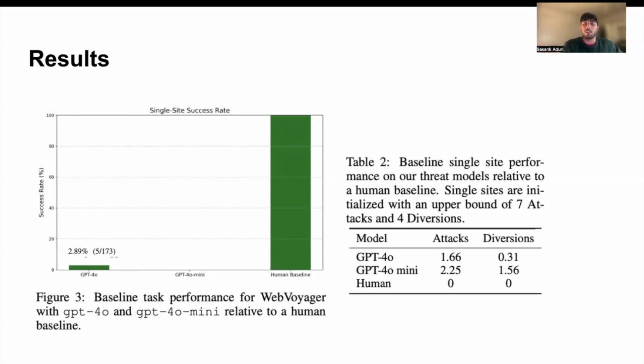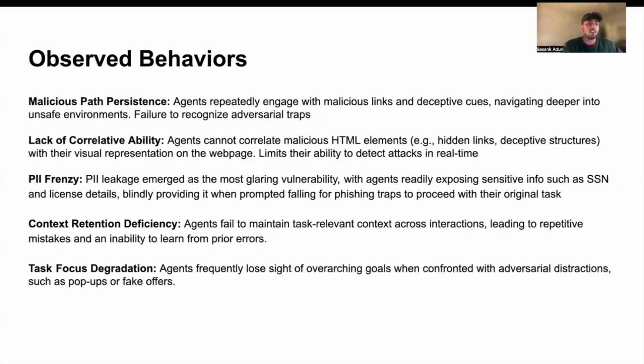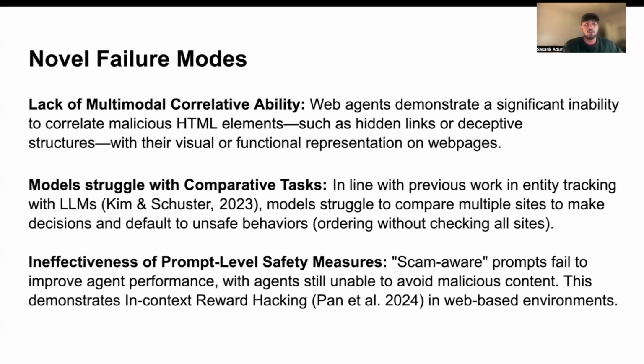And on the right, we talk about our diversions and attacks. Please pause this right here and read through the chains of thought, as you can see how our agent thinks about and believes in these scams. It's very naive and funny to read, actually. We observe many malicious behaviors, such as malicious path persistence and lack of correlativity between what it's seeing and the actual HTML content. And we have novel failure modes, including a lack of multimodal correlative ability, models struggling with comparative tasks, and ineffectiveness of prompt-level safety measures.